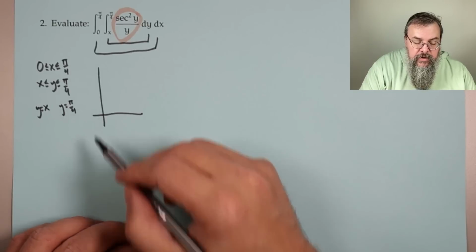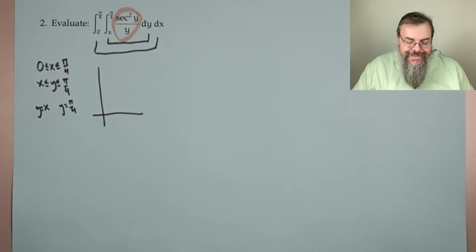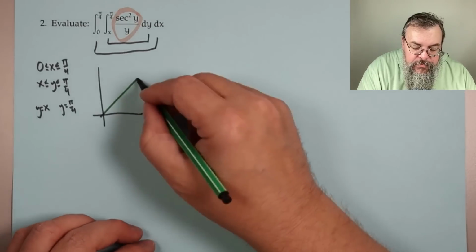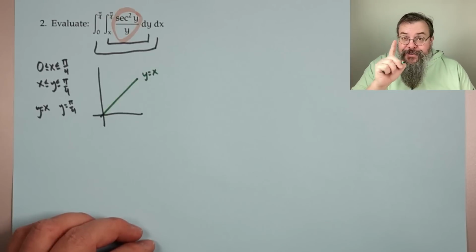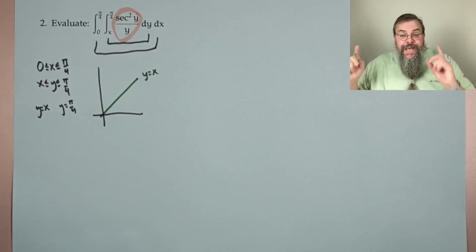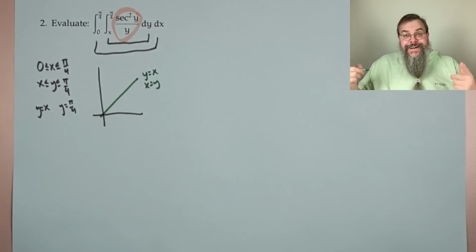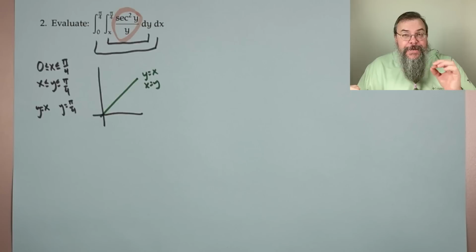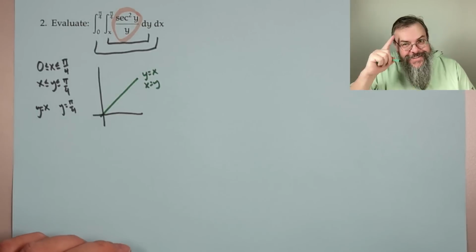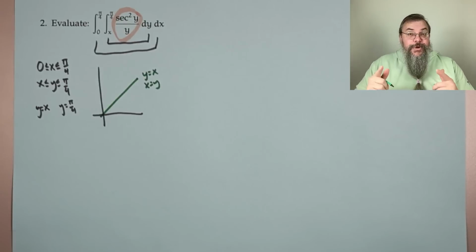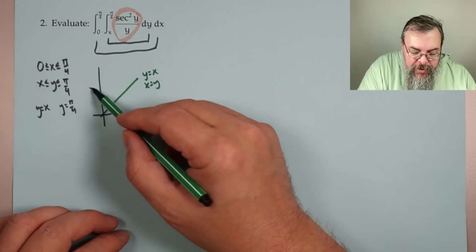So y equals x, let me switch colors here. That's a straight line. Oh yeah, we like lines. And it's one of our favorite lines, actually. Here's our line y equals x. Now, that's y as a function of x, but we can also write it as x as a function of y. See that? That's what a college education does. It lets you say, oh, if y equals x, x equals y. Booyah. All right, now, our other curve will be y equals pi over 4.